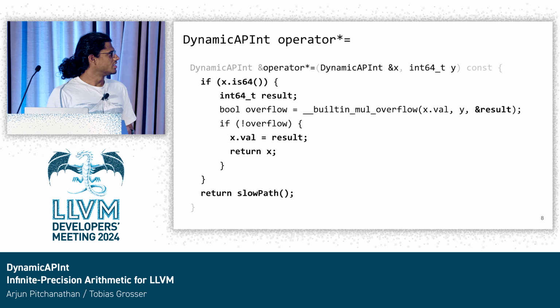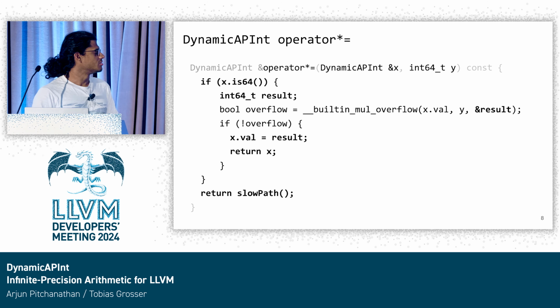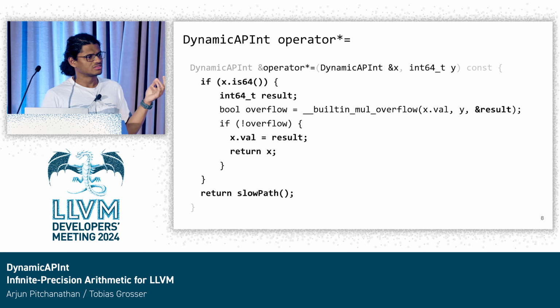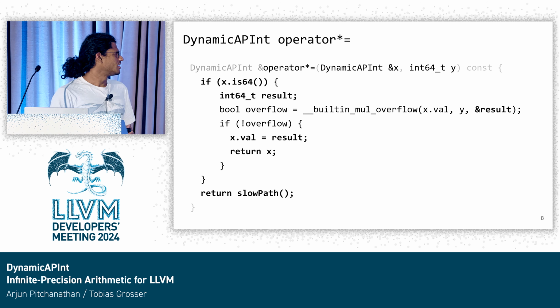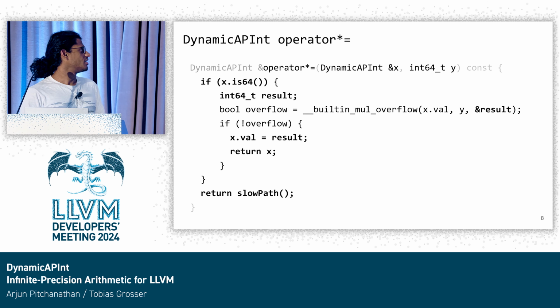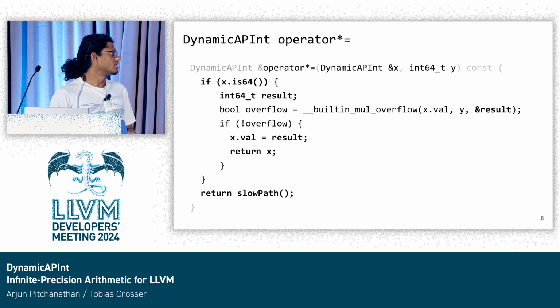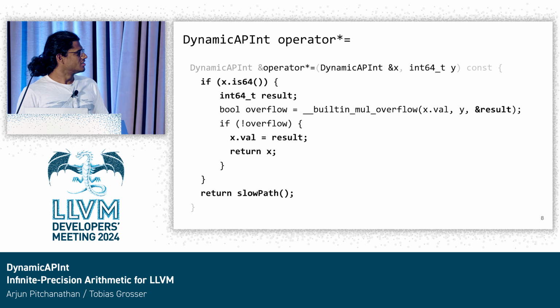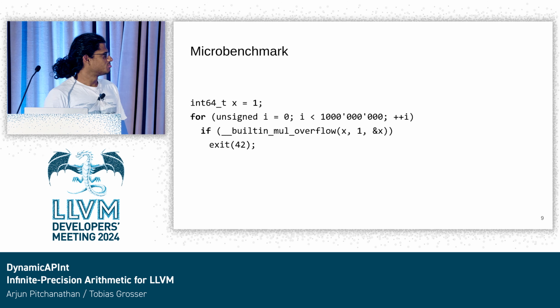So now DynamicAPInt is a union of a 64-bit integer and APInt, like we said, and we have a tag that tells us which one it is. So we just need to check the tag, and then if it is in the fast case with the small 64-bit integer stored, then we do the multiply with overflow, same as before, and we have to check the overflow flag, and if there was no overflow, then we'll actually store the result and return. And if the fast path doesn't work, then there's some slow path that we don't really need to worry about because it's not going to happen, but we just need to make sure it's correct. It uses APInt.